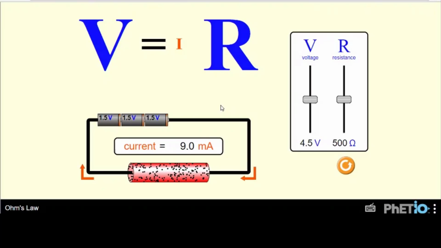Scene summary. This is an interactive sim. Descriptions change as you play with it. It has a play area and control panel. In the play area you find the equation for Ohm's law, V equals I times R, and a circuit. Voltage and resistance sliders allow changes to the equation and circuit. In the control panel, buttons mute sound or reset the sim.